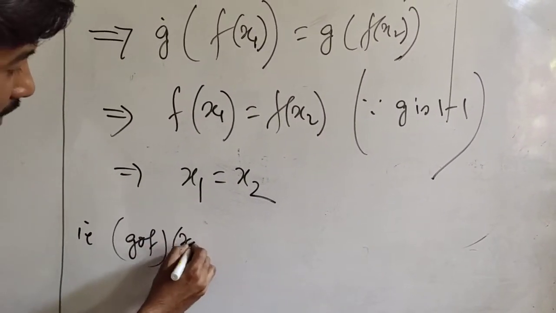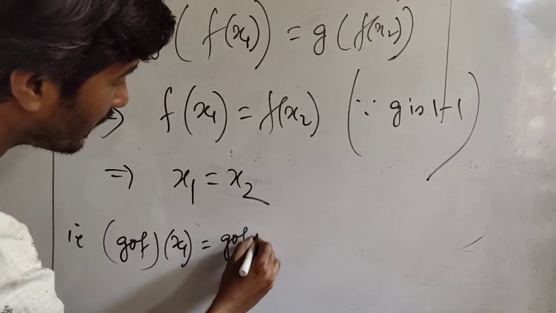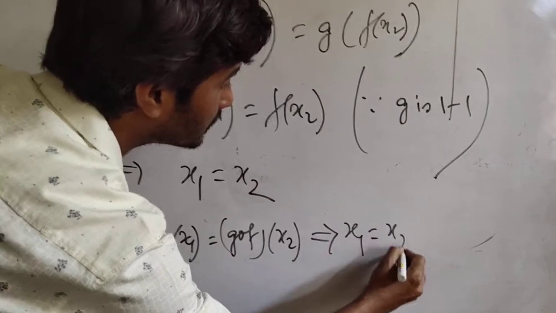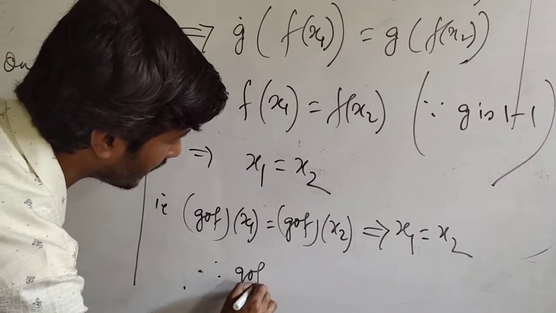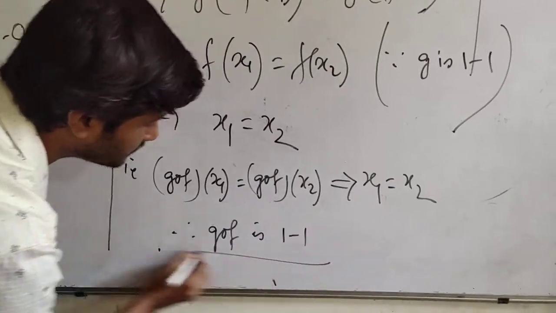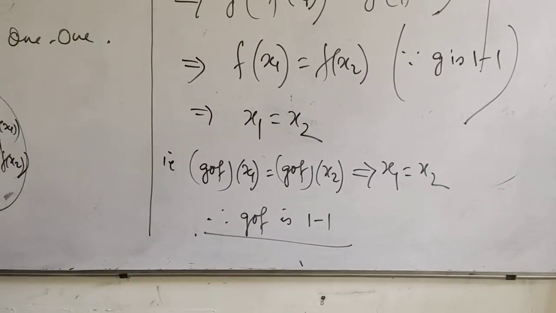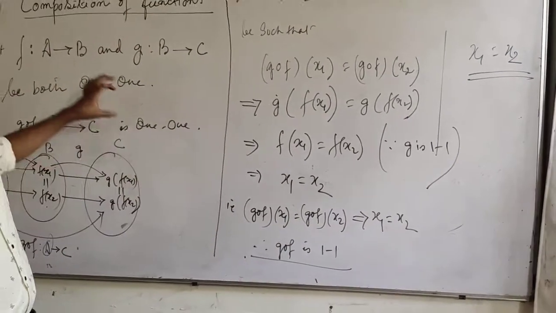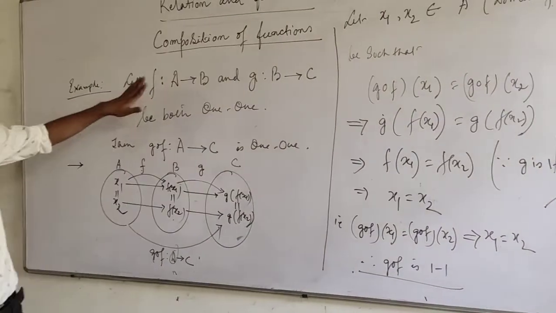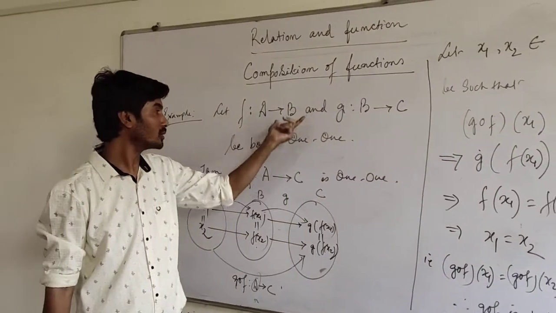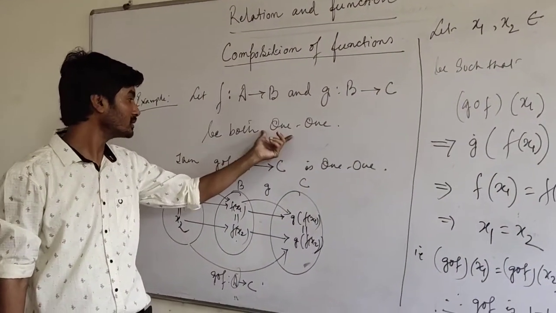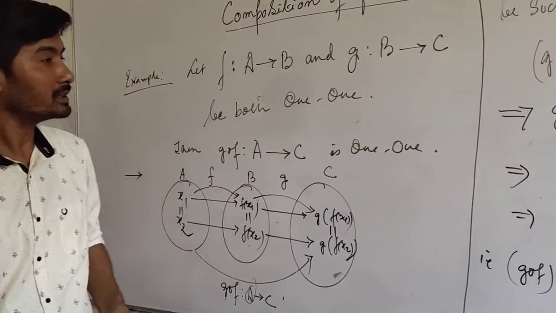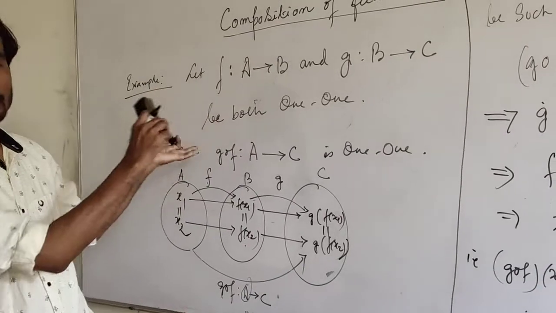GOF x1 equal to GOF x2 implies that x1 equal to x2. Therefore GOF is 1-1. This completes the proof. Summary: whenever f and z are two one-one functions, their composition GOF will again be a one-one function.